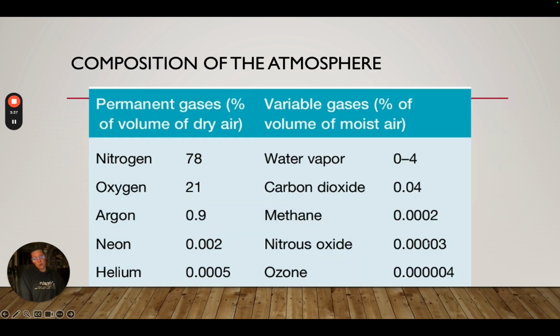So looking at the overall composition of our current atmosphere, nitrogen reigns supreme at about 78%, oxygen coming in at a very far second at 21%, and we always kind of forget about argon, but she's still hanging out at about 1%, and very, very small concentrations of neon and helium. And then these are the variable gases of moist air: water vapor, carbon dioxide, methane, nitrous oxide, and ozone.